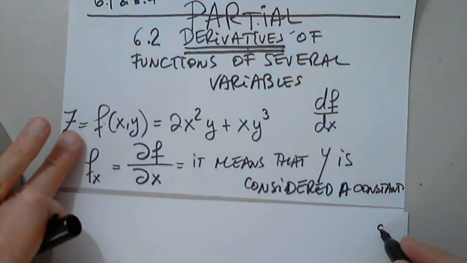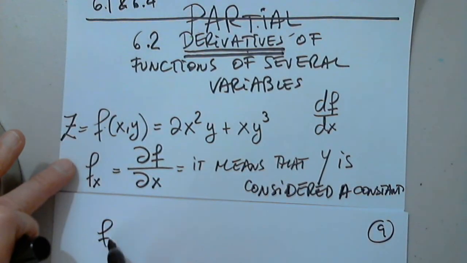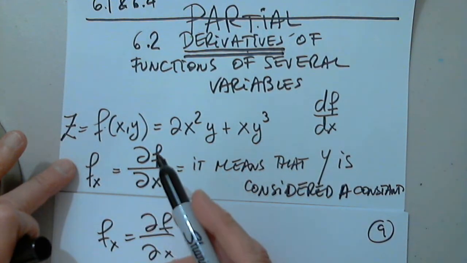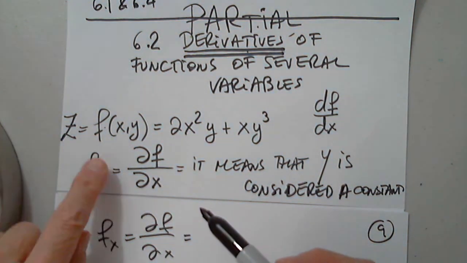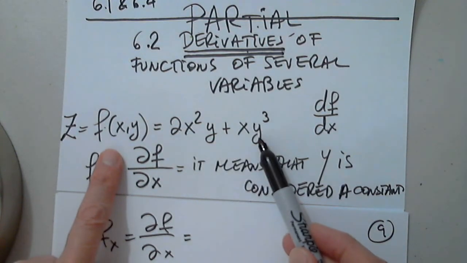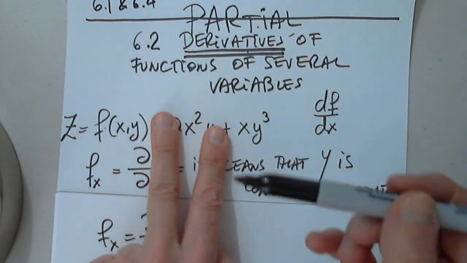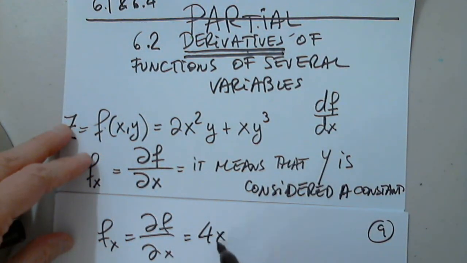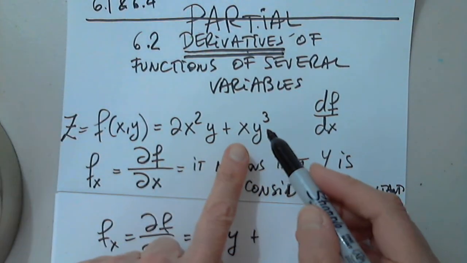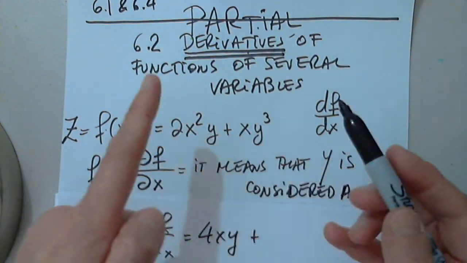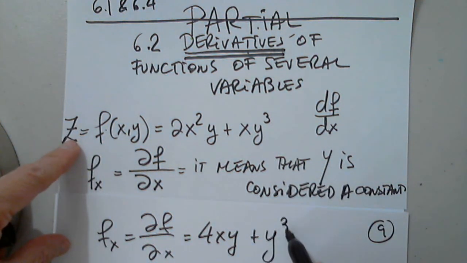Okay. So fx or df over dx, but with this curly d because it has more than one variable. Okay, so I differentiate with respect to x, and y is considered a constant. 2x times 2, 4xy, plus x, and y is considered a constant. When I differentiate x, I get 1. So the constant stays.